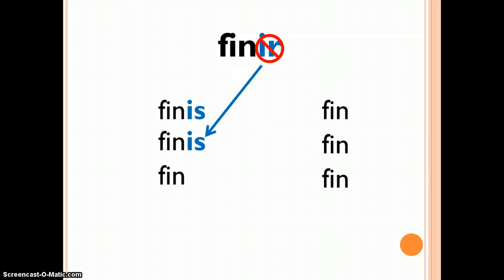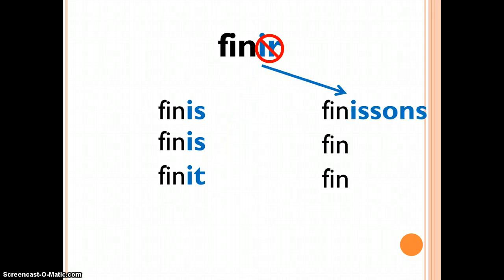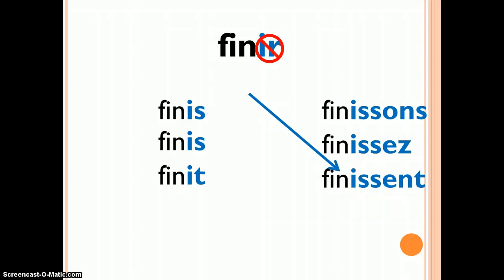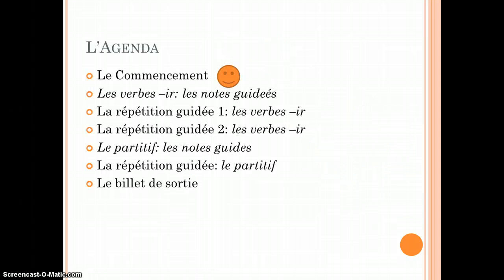IS, IS, IT, ISSONS, ISSEZ, ISSENT. Donc, voilà les notes guidées des verbes IR. Et maintenant, la répétition guidée avec les verbes IR.